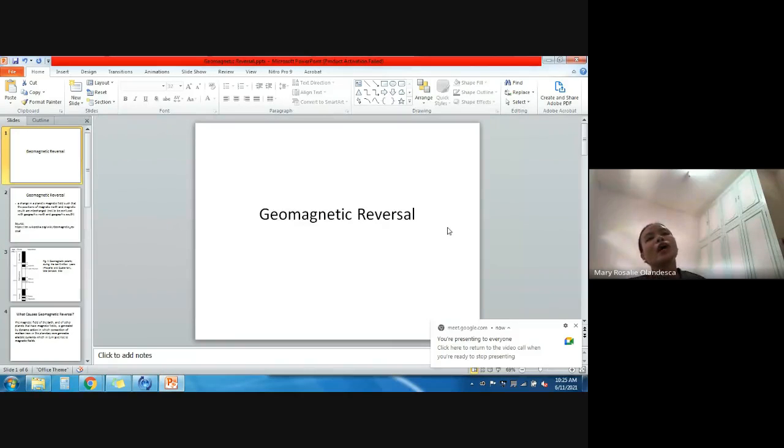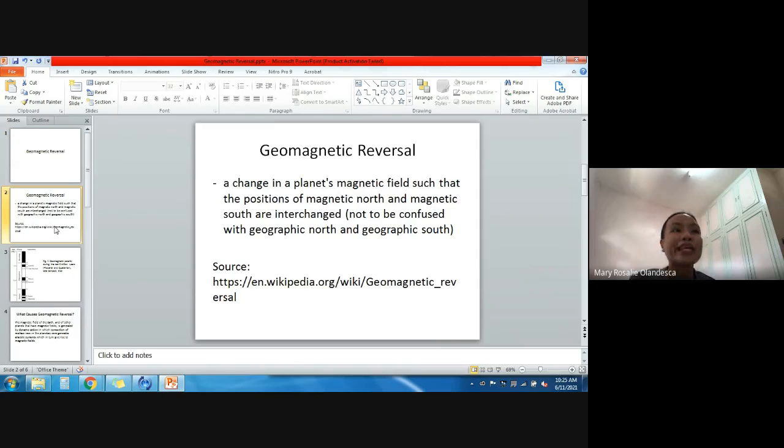All right, so the magnetic field flipping of the Earth is actually being explained by geomagnetic reversal. Okay, so scientists call this geomagnetic reversal. So what is geomagnetic reversal? According to Wikipedia.org, it is the change in a planet's magnetic field such that the positions of magnetic north and magnetic south are interchanged. And this is not to be confused with the geographic north and geographic south.